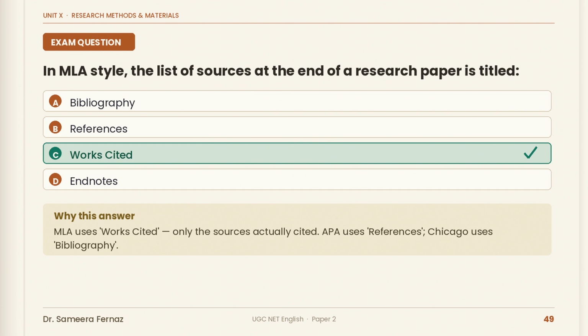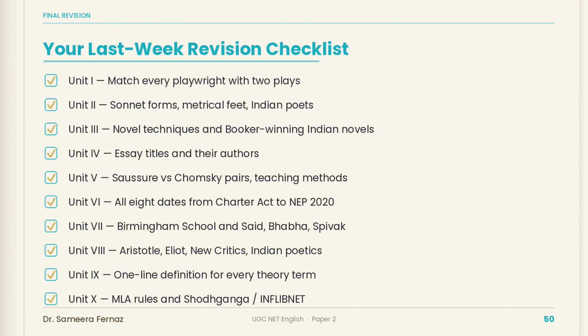Before we close, here is your last week revision checklist. For Unit 1, match every playwright with 2 plays. For Unit 2, revise sonnet forms, metrical feet and Indian poets. For Unit 3, revise novel techniques and the Booker-winning Indian novels. For Unit 4, revise essay titles and the authors. For Unit 5, revise the Sorcery and the Chomsky pair and the teaching method.